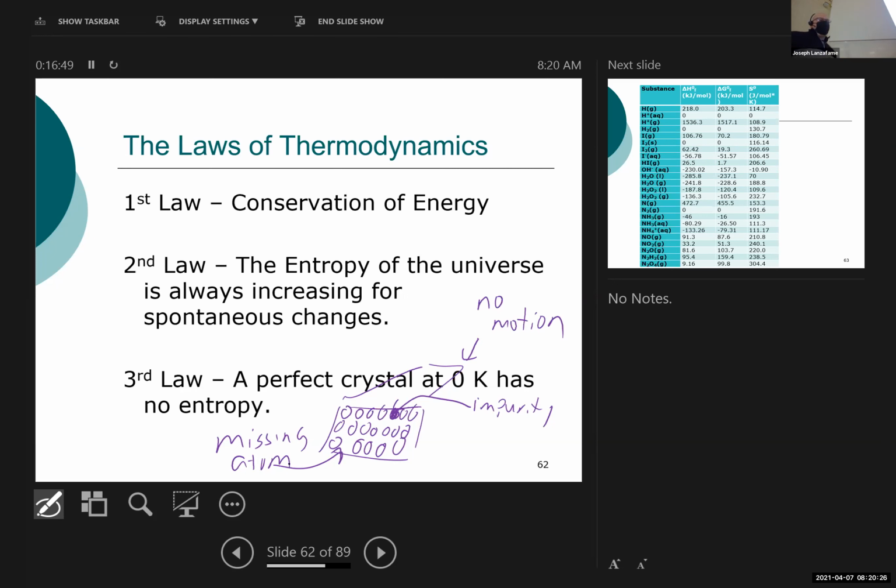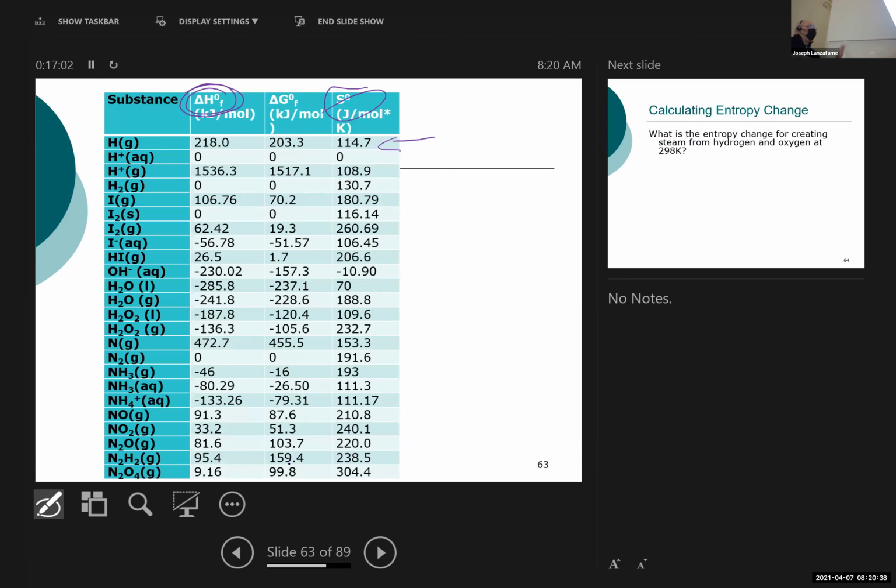right? But if every lattice position is occupied identically by the same atoms, and nothing's moving at zero Kelvin, that is my zero point for entropy, right? And these numbers represent the total amount of entropy in those specific molecules, again, at standard temperature and pressure, because this entire table has superscript zeros, which is representing most fundamentally my standard temperature and pressure. There is a third standard condition, which we will get to probably Friday, right?